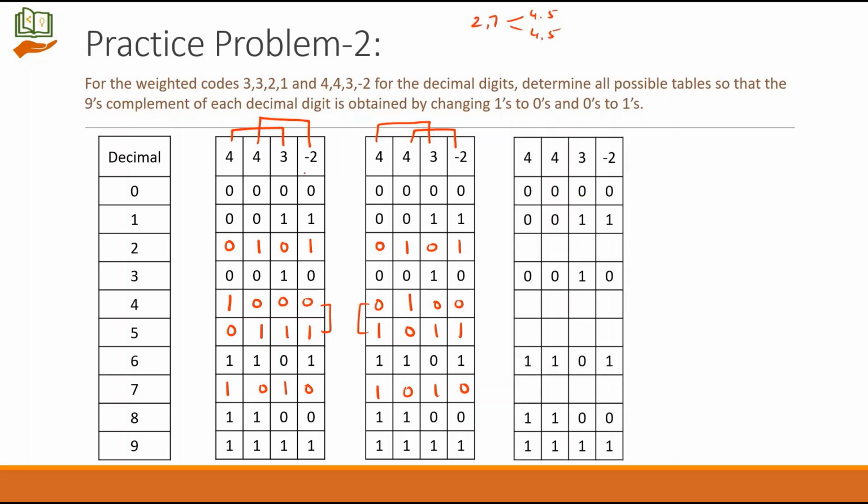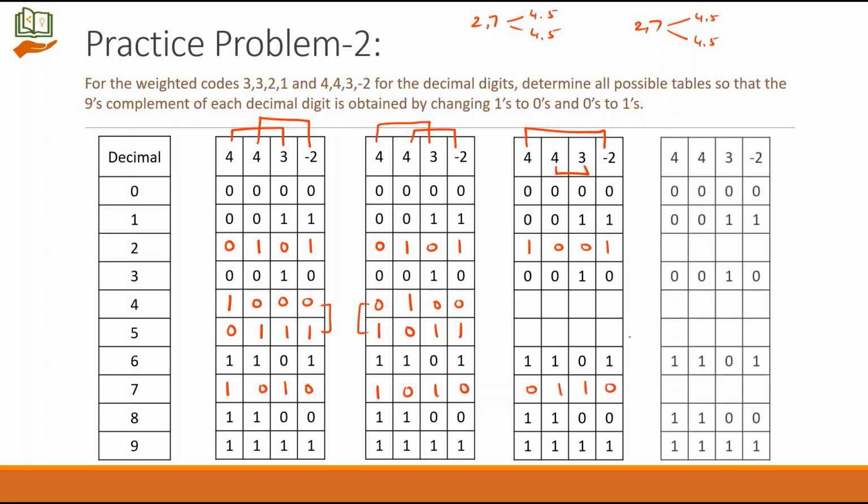Now the third table. You can also write 2 in the other way. You can manipulate this 4 and this minus 2 for 2 and 4 and 3 for 7. So there is another way of writing 2 and 7 for which you can have 4, 5 combinations again. So let's have 1, 0, 0, 1. This is 0, 1, 1, 0. Again we will repeat the same.